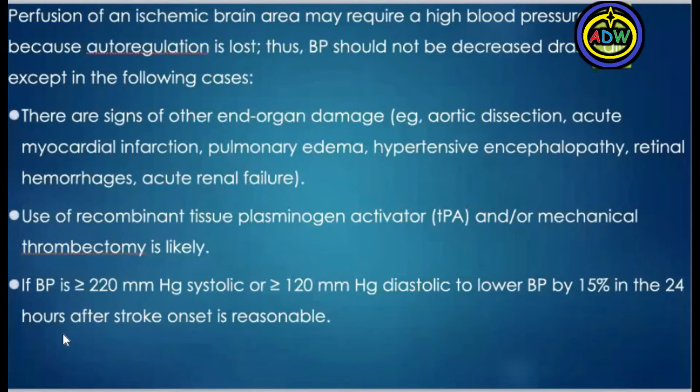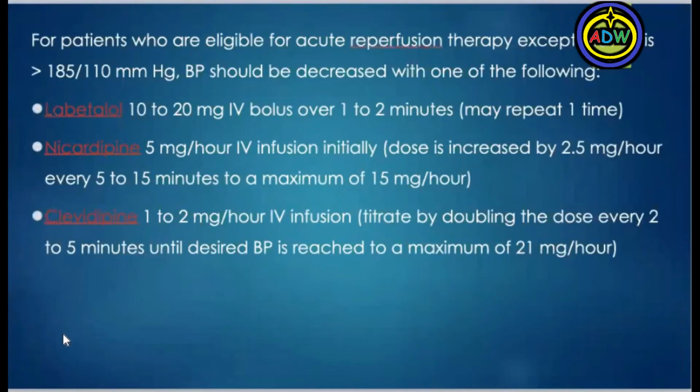slowly, not drastically. For patients who are eligible for acute reperfusion therapy, except that blood pressure is more than 185 over 110, blood pressure should be decreased with one of the following. So you can give your patient Labetalol, nicardipine, or clevidipine. These medications can be given for patients who are eligible for acute reperfusion therapy. Labetalol, nicardipine, clevidipine.